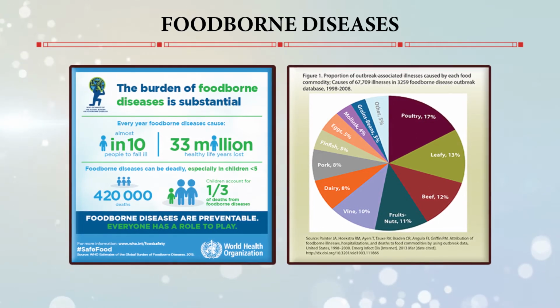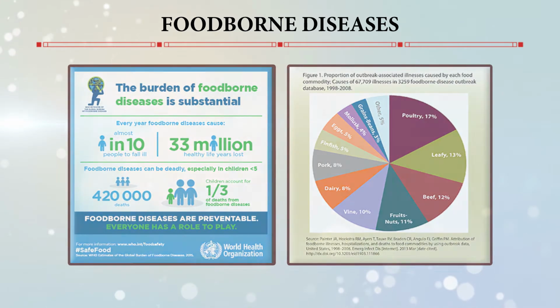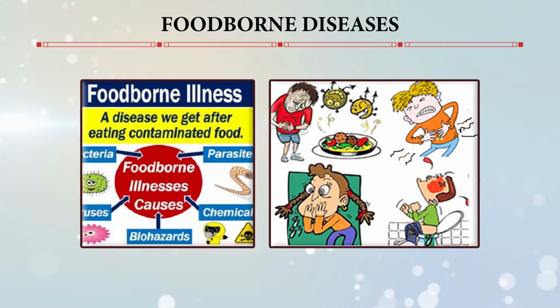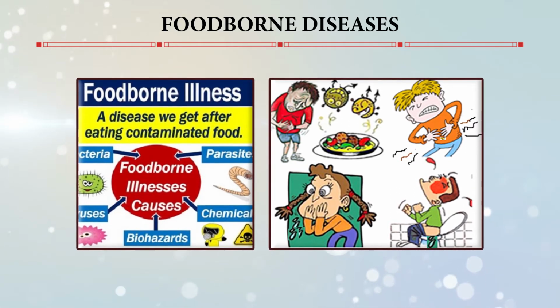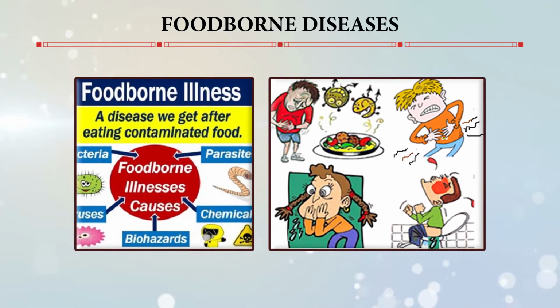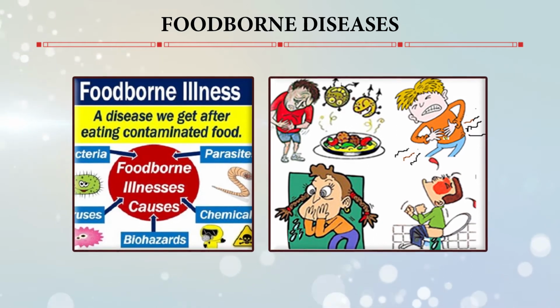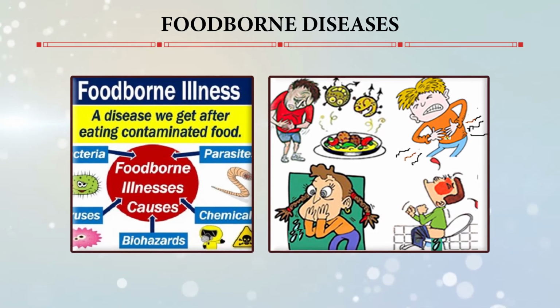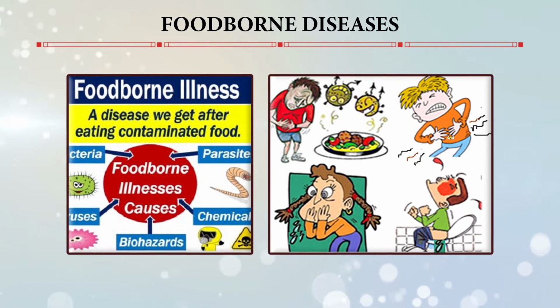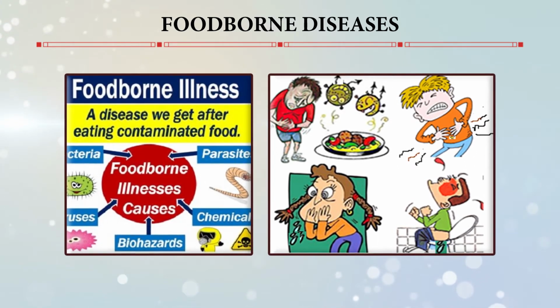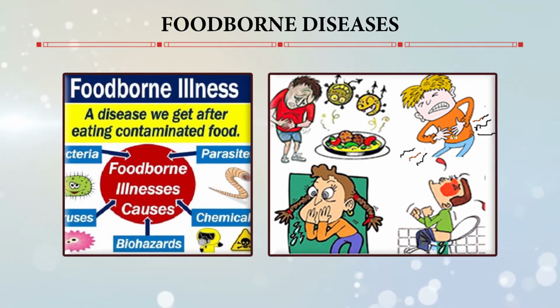So foodborne diseases are preventable, and how do we get a foodborne disease? When we eat some contaminated food, and this may be caused, as I referred to in the earlier slide, due to certain microorganisms like bacteria, certain viruses, then the fungi, it could be a parasite, there could be chemicals, and also due to certain biohazards and various other reasons.